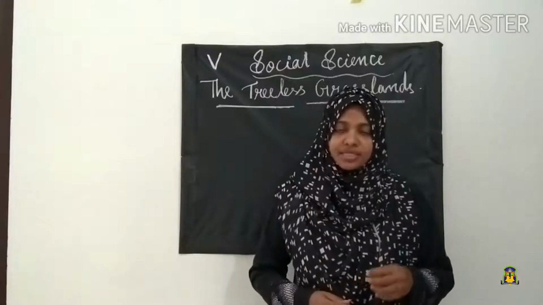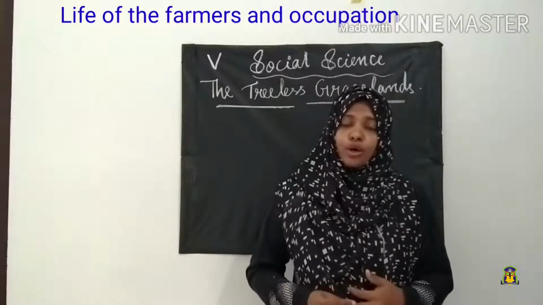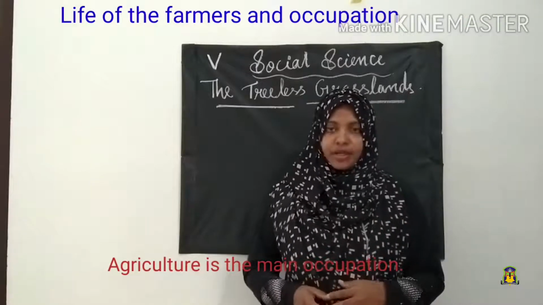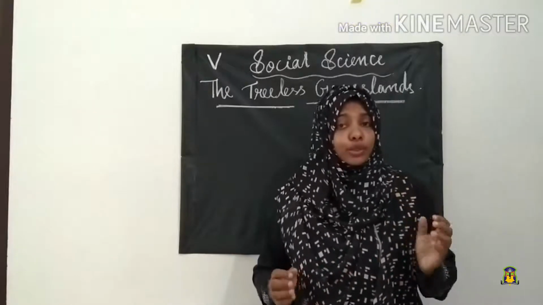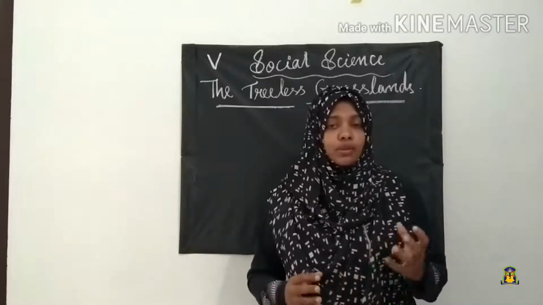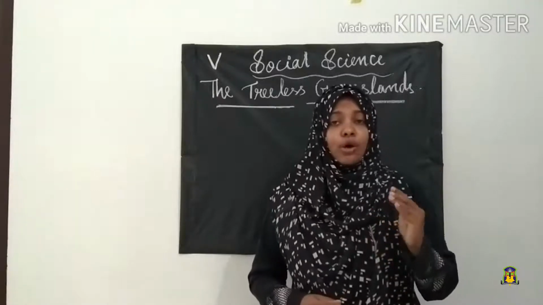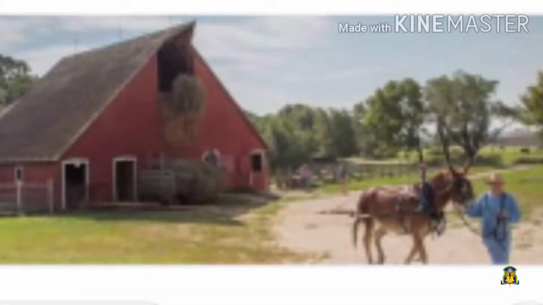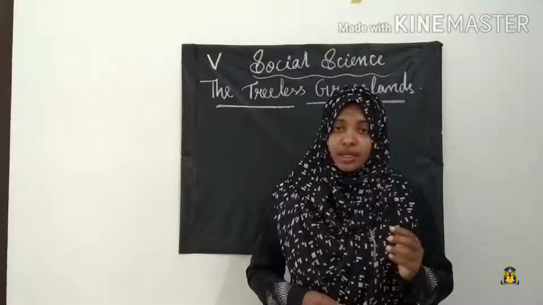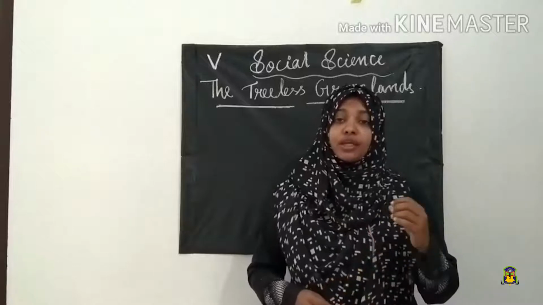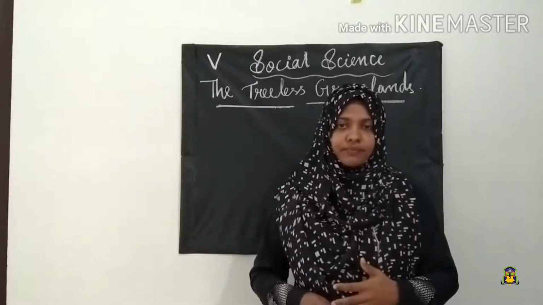Our next topic is life of the farmers and their occupation. Agriculture is the main occupation here. Farms in the prairies are huge and stretch over thousands of acres. On every farm, there are small homesteads in which the farmer's family lives with the workers called cowboys. Small sheds are built to keep the cattle and their machinery.